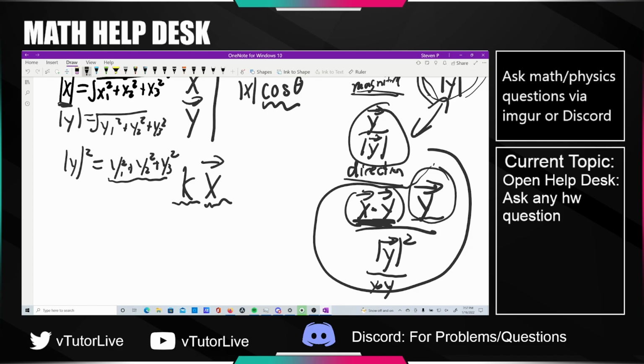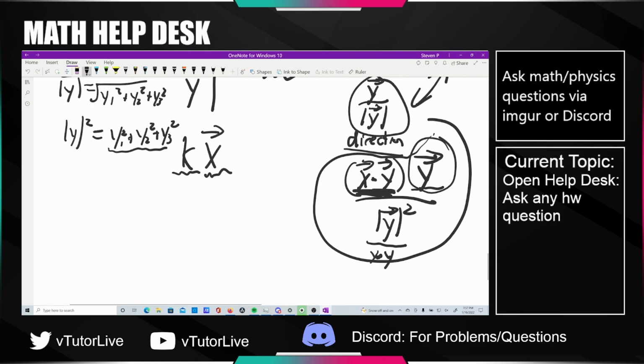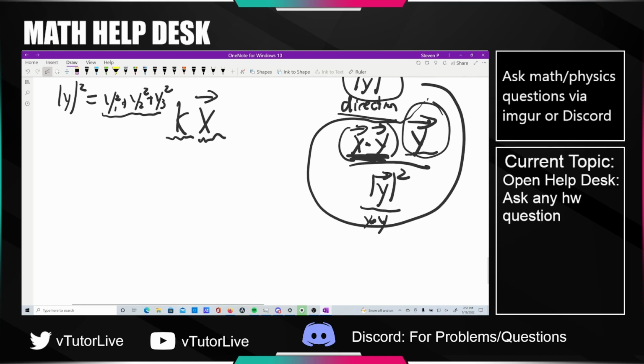I'm writing down some of the steps. Would you like me to go through just a sample computation? Yeah, that'd be great. So I'll choose two pretty random vectors.